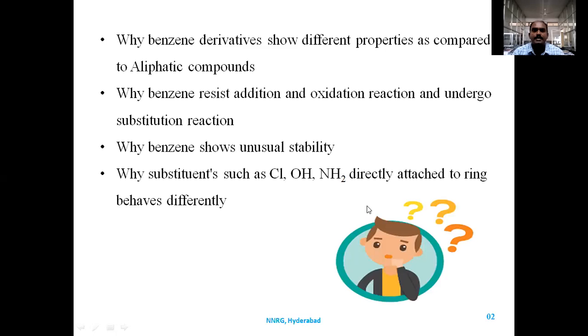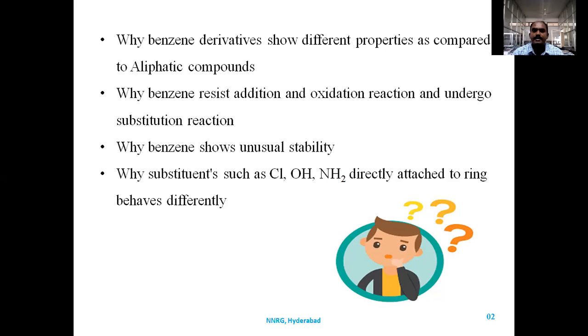Before going to the topic, a very important point we need to discuss is that there are certain questions. Why is benzene different from other compounds? Why do benzene derivatives show different properties as compared to aliphatic compounds? They have different properties. Why is that so? Why does benzene undergo substitution reaction rather than addition reaction and oxidation reaction? Benzene always resists addition and oxidation reactions, but it undergoes substitution reaction, and benzene shows unusual stability.